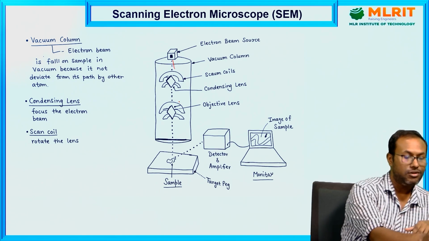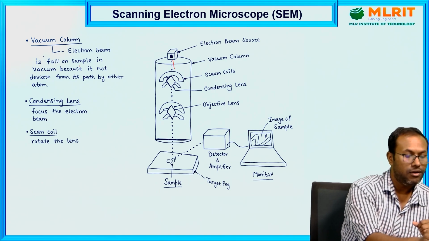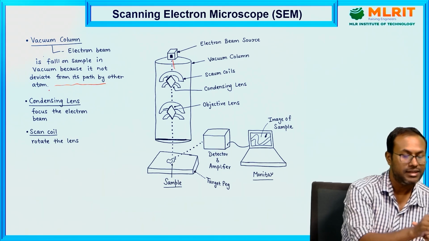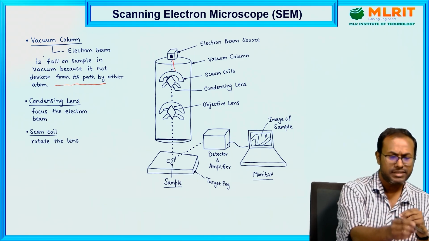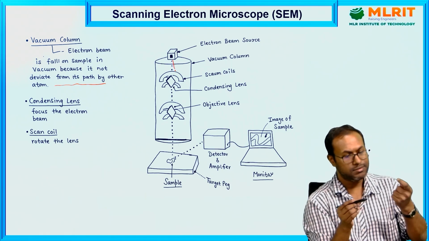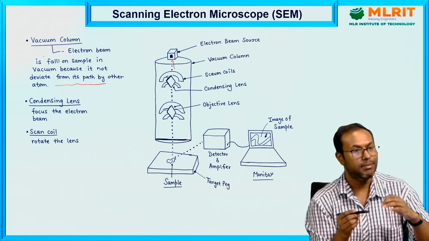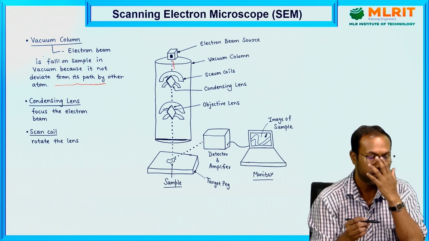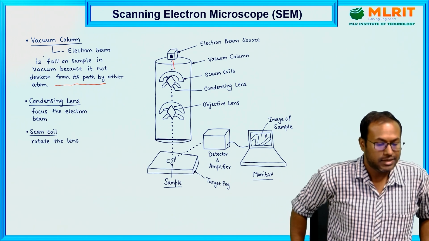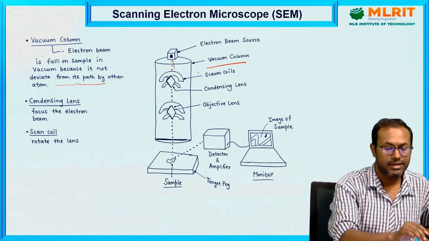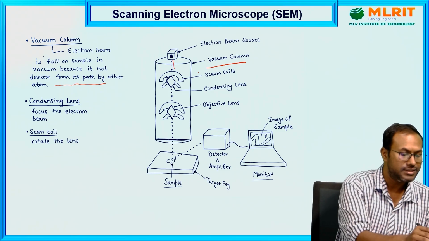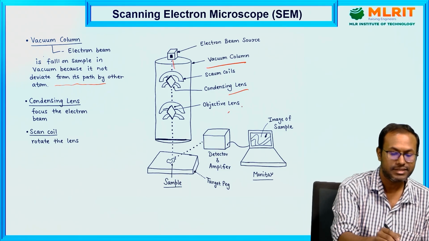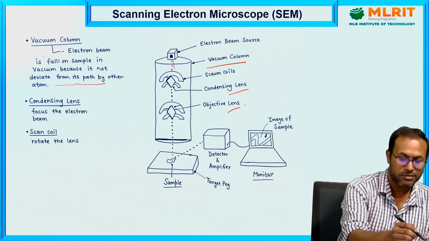So that's why electron beams fall on the sample in vacuum, because they are not deviated from their path by other atoms. If other atoms are there, the electron beams will interact, the path will deviate, so they don't fall properly on the sample, and the image will not be created properly. So that's why we create a vacuum space inside this tube. Now, condensing lens and objective lens. What are these lenses, and what is the purpose of using them?